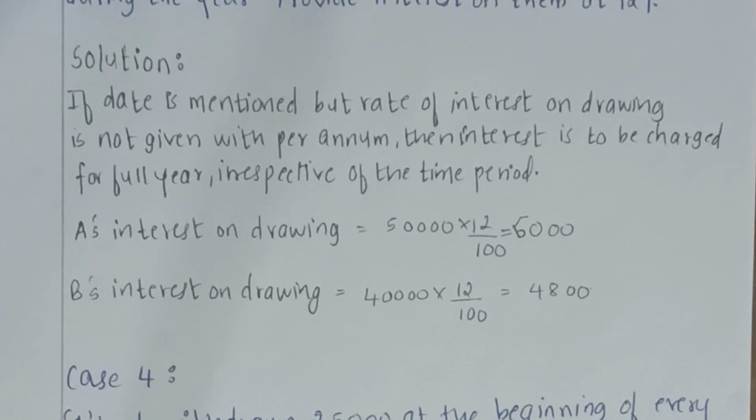Here we have not divided by 6 by 12 because here it is not mentioned per annum. Students, it is a very important thing that you all note it down, because this is the main reason why most of the students make mistakes. Only if it is mentioned 12% per annum, then you will multiply by 6 by 12. And if it is mentioned only 12%, then we will take it for the entire year.